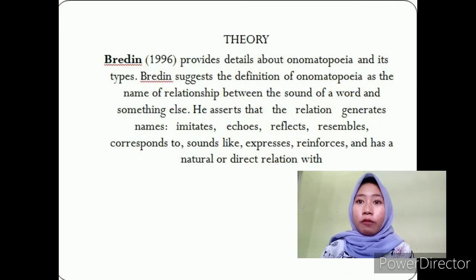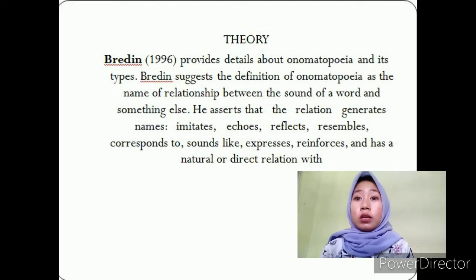Bredin said, provides detail about onomatopoeia, its type. Bredin suggests that the definition of onomatopoeia as the name of relationship between the sound of a word and something else. He asserts that the relation generates name, imitates, echoes, reflects, resembles, corresponds to, sounds like, express, reinforce, and has a natural or direct relation with.